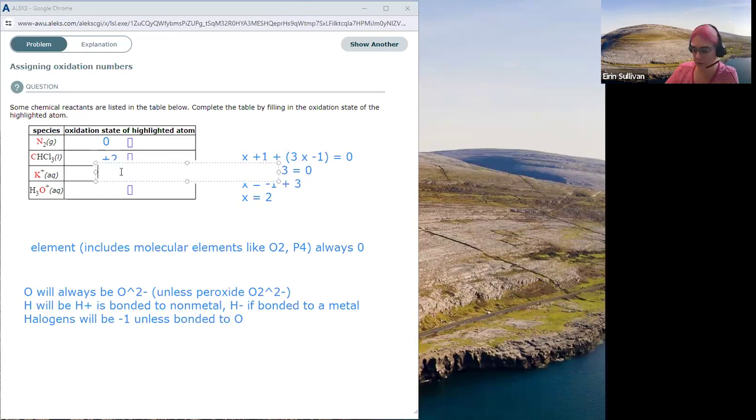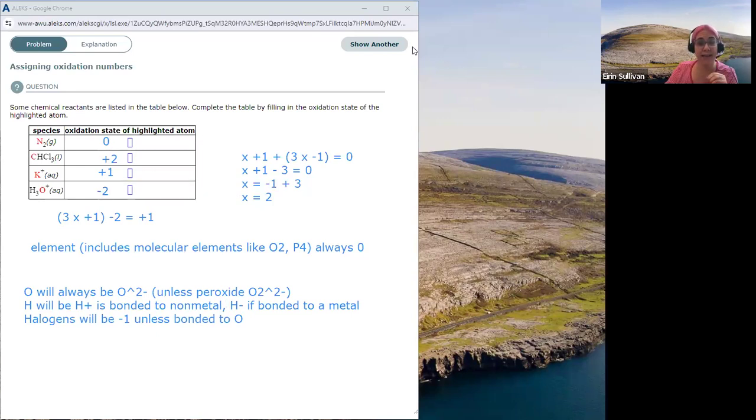Okay, K plus is just going to be the charge on the ion, +1. H3O plus, oxygen is usually -2. Hydrogen, if it's bonded to a non-metal, should be +1. So let's just check. 3 times +1 from the hydrogen, -2 from the oxygen should equal +1. So what have we got? +3 -2, yeah, equals +1. So the oxygen is a -2 oxidation state.